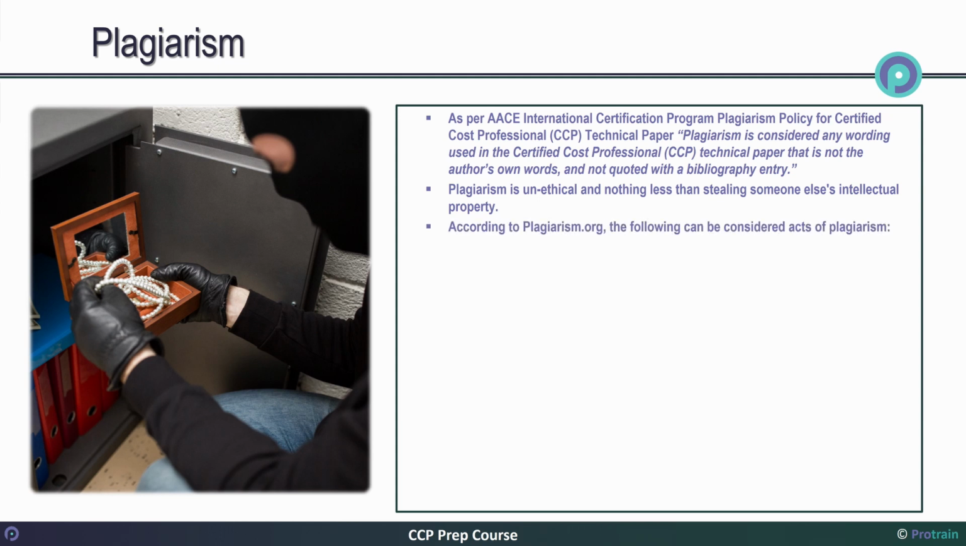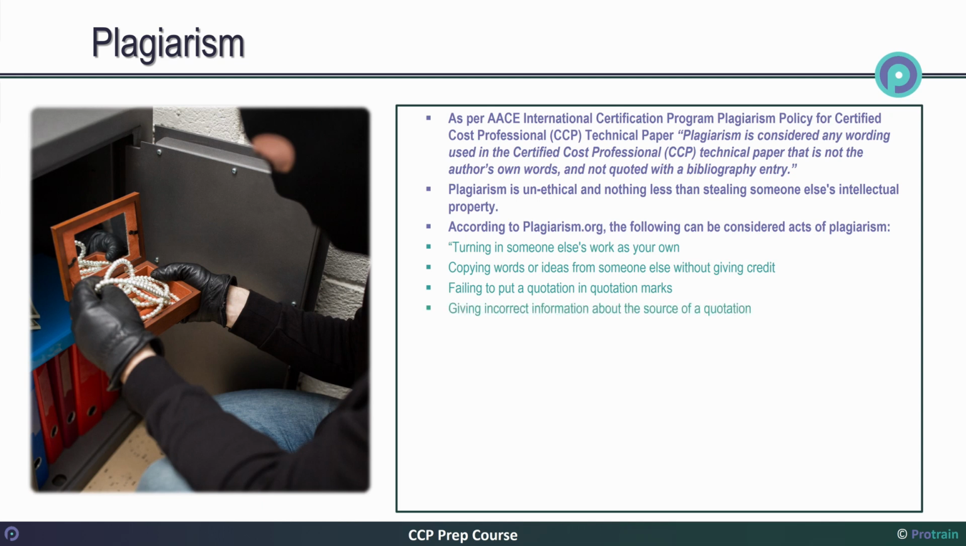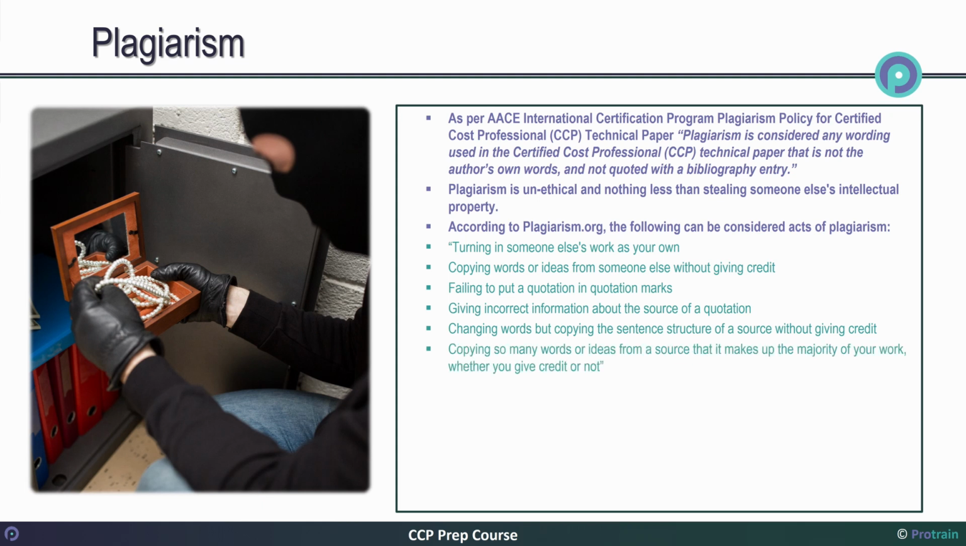According to plagiarism.org, the following can be considered acts of plagiarism: turning in someone else's work as your own, copying words or ideas from someone else without giving credit, failing to put a quotation in quotation marks, giving incorrect information about the source of a quotation, changing words but copying the sentence structure of a source without giving credit, copying so many words or ideas from a source that it makes up the majority of your work, whether you give credit or not.